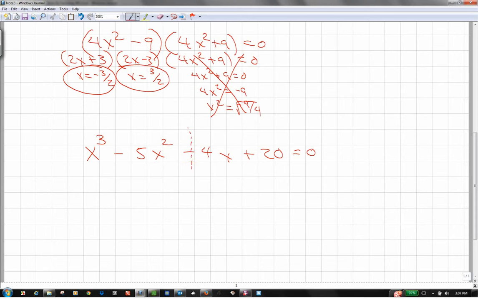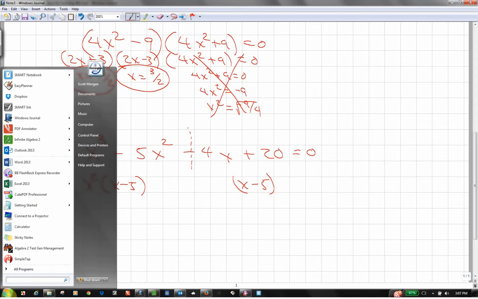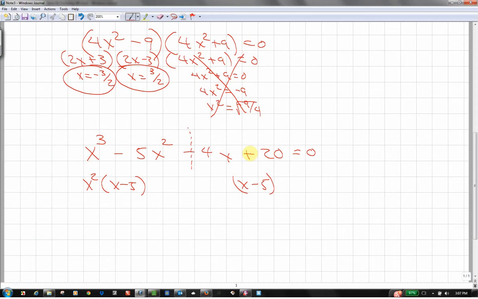I'm going to pull out the common factors from the left side. That would be x squared, and I would have x minus 5 left. So I have to have x minus 5 on the other side. To get this to be x minus 5, I'm going to have a subtraction, and I would factor out a 4. Let's check that. Negative 4 times x is a negative 4x. A negative 4 times negative 5 is a plus 20, so that works.